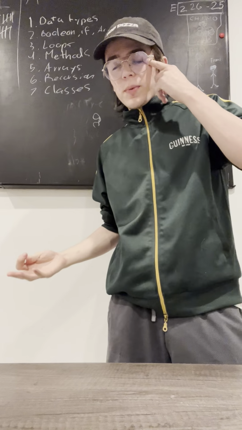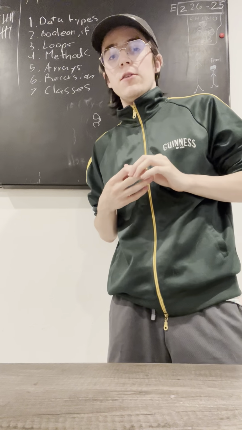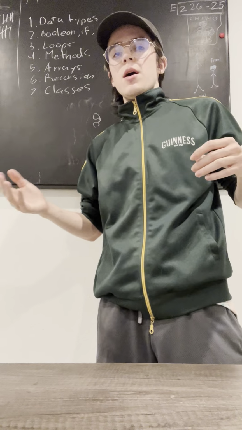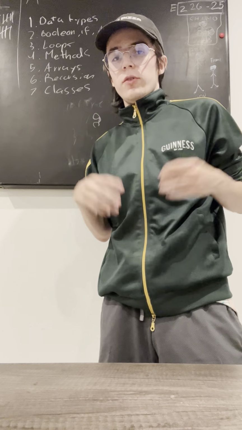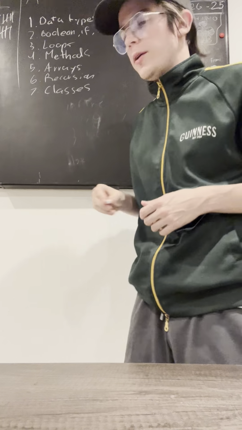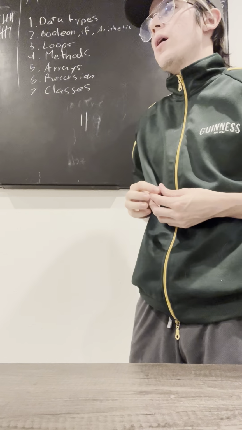Then we got the OR expression. It's if one of the two are true, then it's going to be true. But if both are false, it's going to be false. And that one is written with the two straight lines.